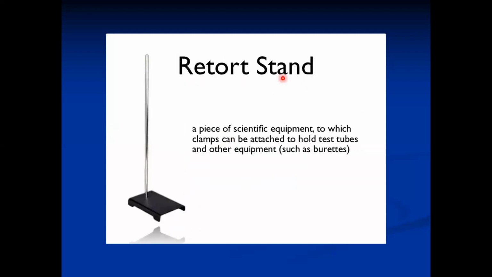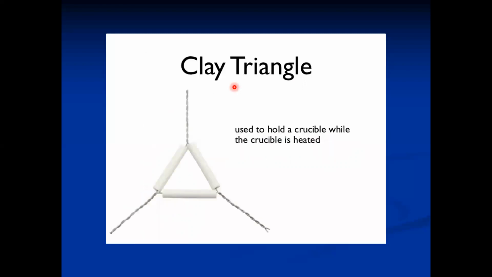Retort stand, a piece of scientific equipment to which clamps can be attached to hold test tubes or other equipment such as burettes. Basically, it is a stand to hold different test tubes or burettes. Clay triangle. A clay triangle is used to hold a crucible while the crucible is heated.